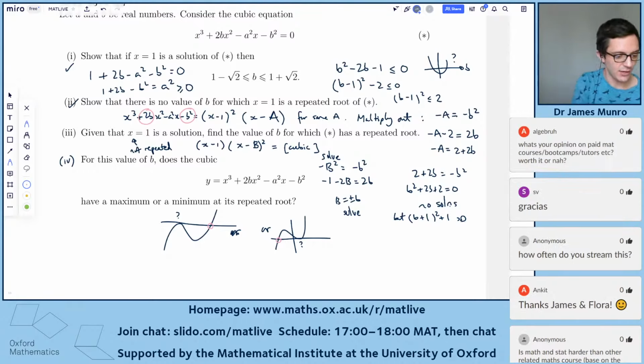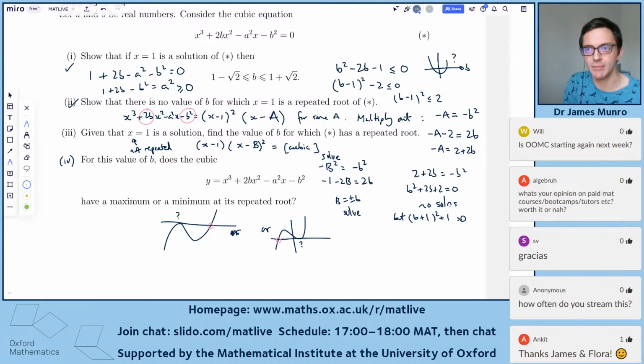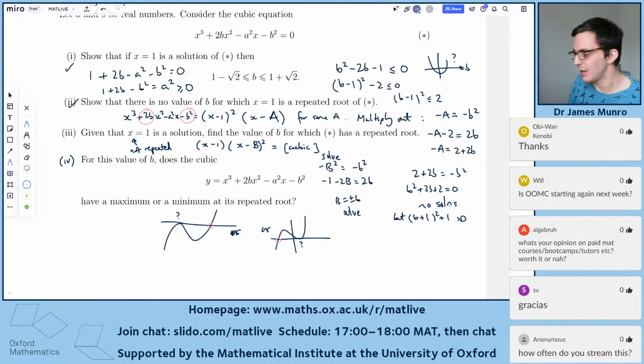Okay. Will wants to know if Oxford Online Maths Club is starting again next week. Will, we're starting the Maths Club again next term in January. We're going to keep running this for a bit. This is going to be the 5 p.m. slot, and then in January we're going to switch back to the Oxford Online Maths Club, which is a bit like the style of this, but more relaxed and maths that's not just maths admissions test maths.